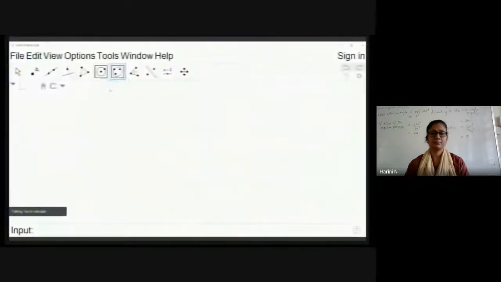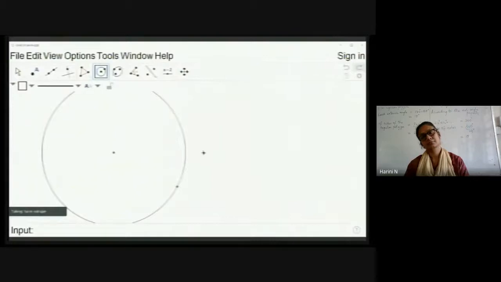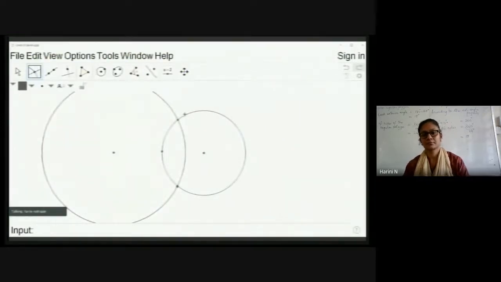So I am going to construct a kite now, for which I have started with drawing a circle through center through point. So the first circle is ready. Now my second circle is also ready. Now I have the two circles intersecting at two different points. So let me mark those points of intersection. Because they are intersecting at 2 points, both the points are getting marked here now.